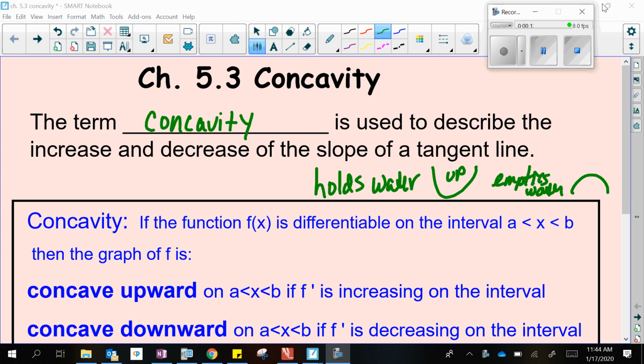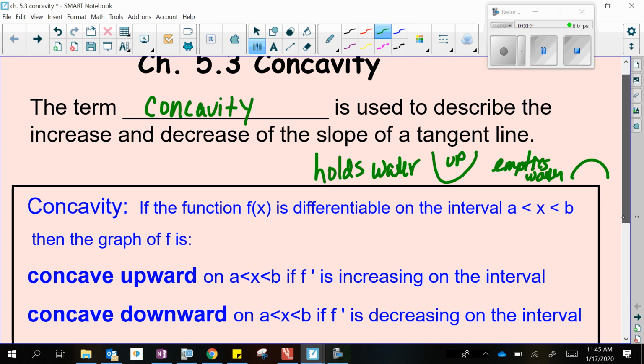Okay, so concavity is the term used to describe the increase and decrease of the slope of the tangent line. So we use, and this is confusing, we use the first derivative to determine the increase and decrease of the function, right? Now we're using the second derivative to describe the increase and decrease of the first derivative, all right? And that'll make more sense, hopefully, here in a second.